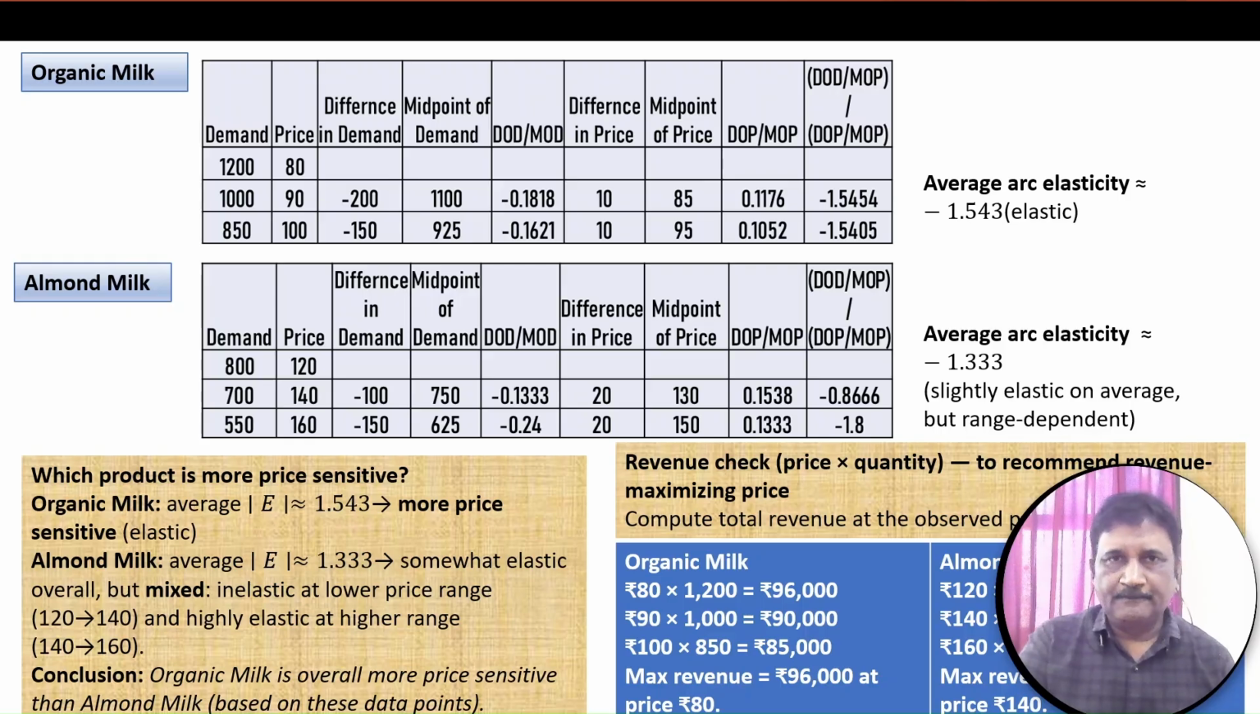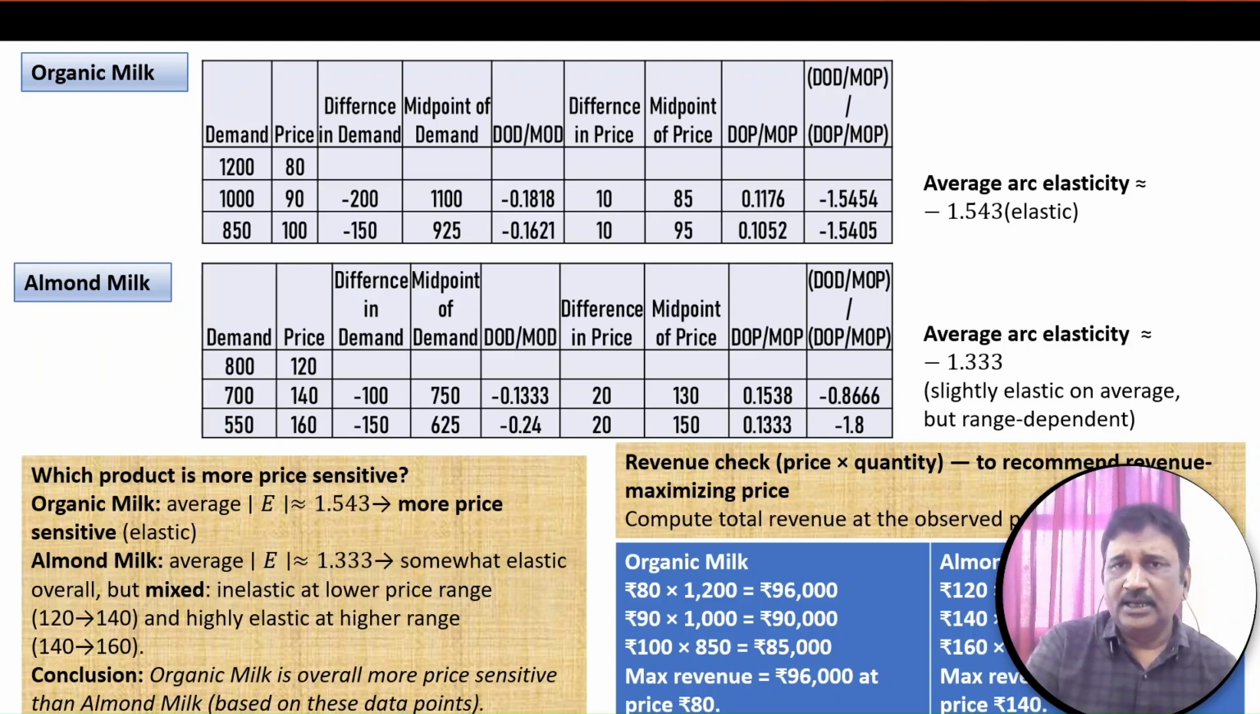How is that found? DOD divided by MOD, that is the first value which you get in this column, that pertains to difference in demand divided by midpoint of demand, divided by difference in price divided by midpoint of price, comes out to be minus 1.5454. And in a similar way, the same ratio for the second and third point comes out to be minus 1.5405, right?